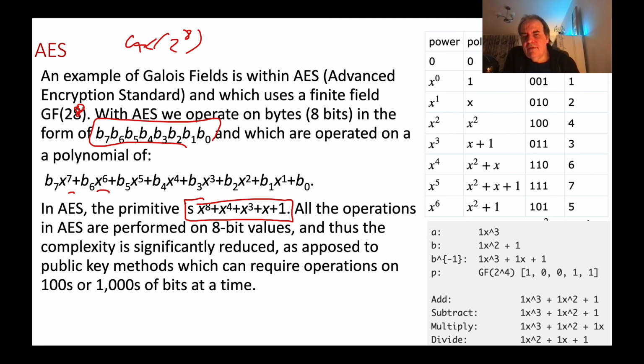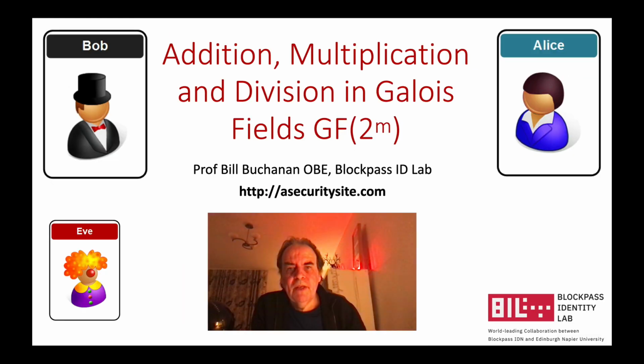So this is the great advantage, is that we can make our operations run in parallel, but only on 8-bit values, which keeps the circuitry and the speed fast, as opposed to running on public key encryption, which can take hundreds or thousands of bits at a time. Okay, so that's been an introduction to addition, multiplication and division in Galois fields of GF of 2 to the power of m.